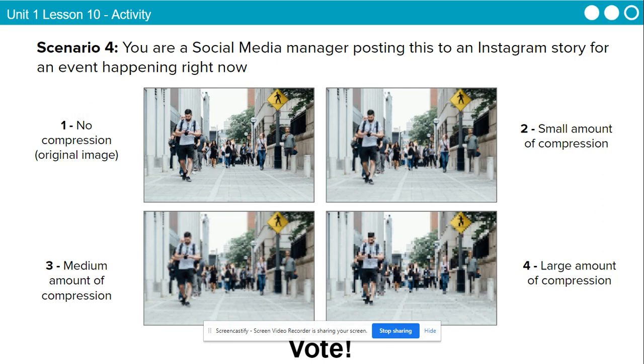Social media. You're a social media manager posting this on your Instagram story, an event that is happening now. This is a major event. Which one do you post? I'd say 1 or 2. I'd say 2. Okay, why did we say 2 instead of 1? Because it's a little bit compressed, but it's still fairly clear, so you can see what everyone's doing. You can still see like the sign in there, but it's not as large of an image. Do we concur on that?